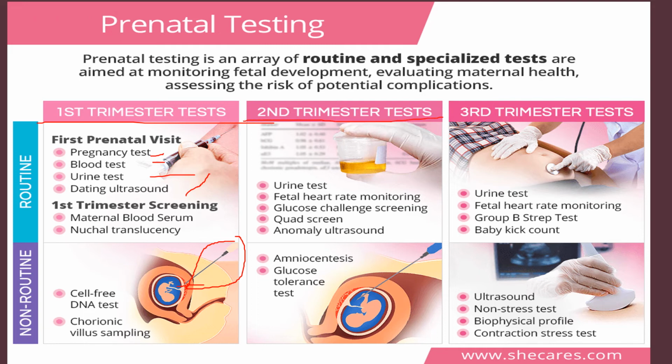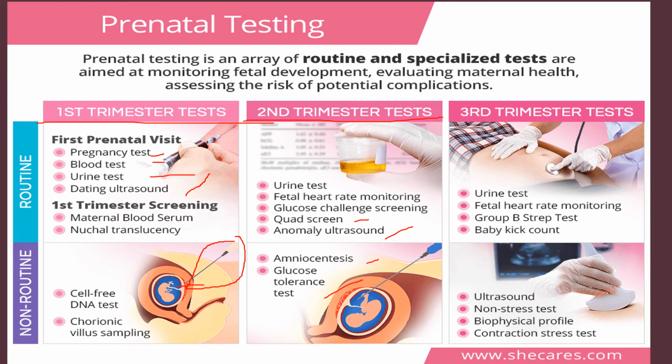Then we have the second trimester test, urine tests again, like kung may protein ba, may sugar ba dun sa urine mo, diba? And then fetal heart rate monitoring. You need to know yung pulse rate, no, heart rate ng baby, and then glucose challenge screening kung baka mamaya mataas ang sugar mo, meron kang gestational diabetes. Pag gestational diabetes, you only have high blood sugar kapag ikaw ay pregnant. We have quad screen and then anomaly ultrasound. Ito yung sa second trimester test, these are invasive, non-routine, no, glucose tolerance test, and then amniocentesis.